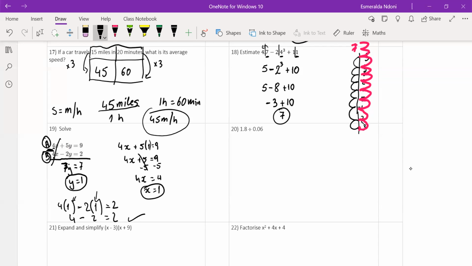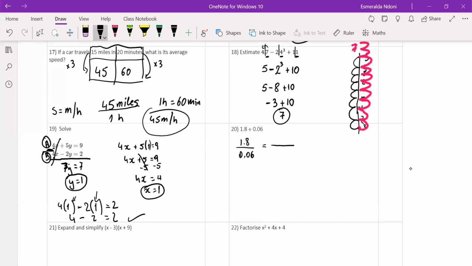Question number 20. I'm dividing by a decimal. We've said that division by decimal does not exist. So we need to use equivalent fractions to do this division. First thing, I write it as a fraction. All I've done, I've copied this question and written it as a fraction.